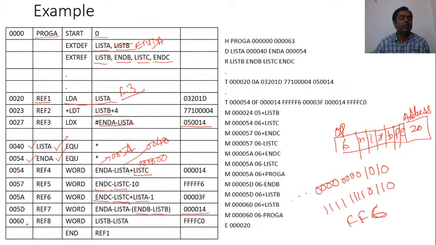Now the next instruction is at address 0060. You can see here 0060. Reference 8, word list B minus list A. And we don't know the value of list B because it is written in EXT ref. So it will be 0. 0 minus list A, and I know the value of list A, that is 0040. That means it becomes 0 minus 0040. So we have to find out the 2's complement of 0040. That will be the value of this.